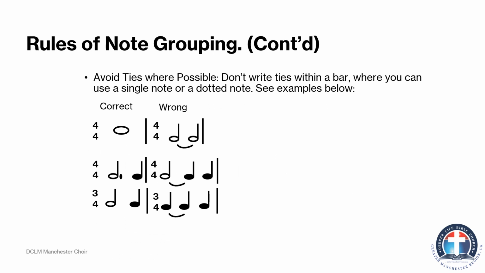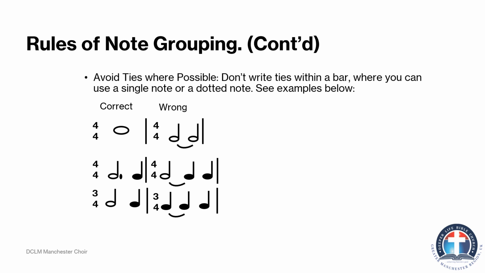Another rule that we must take note of as we round off this particular class is that you avoid ties where possible. Do not write ties within a bar. Where you can use a single note or a dotted note, see examples. For instance, you see that there is a time signature of 4/4. You could easily have used a semibreve to express the number of beats that you want.